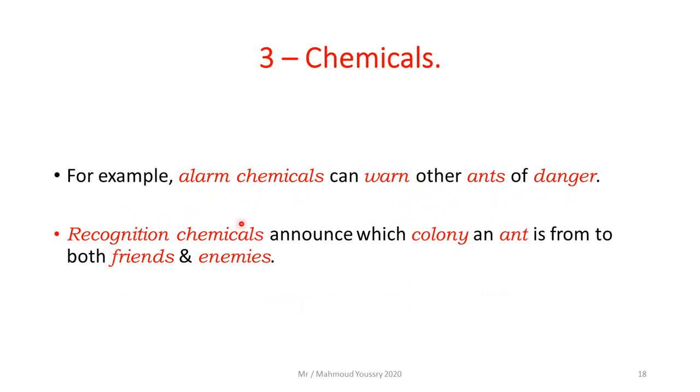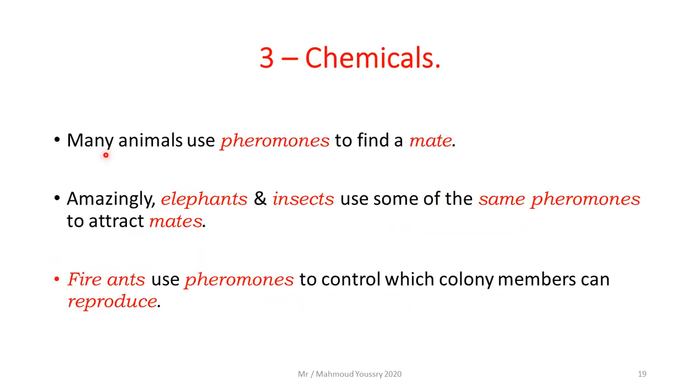Recognition chemicals, this is another example. Recognition chemicals announce which colony an ant is from to both friends and enemies. Many animals use pheromones also to find a mate. Amazingly, the scientists found that elephants and insects use some of the same pheromones to attract mates. Fire ants use pheromones to control which colony members can reproduce.